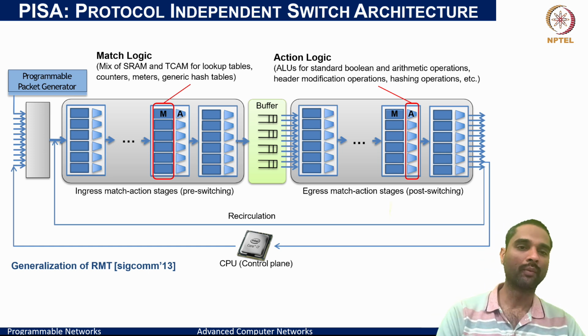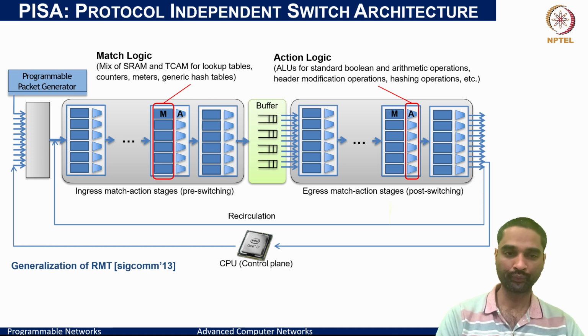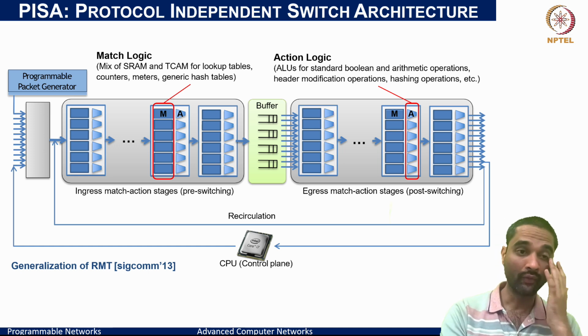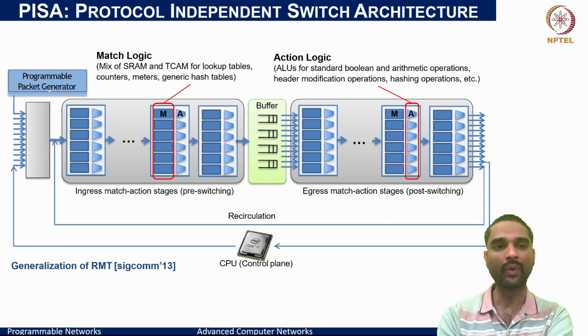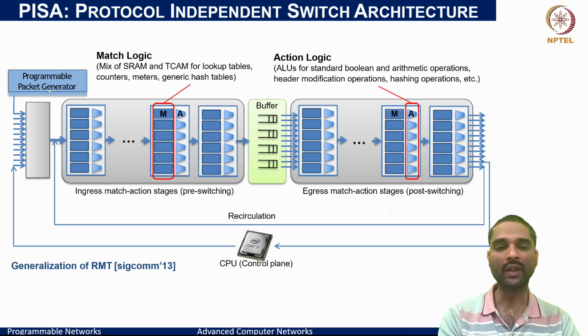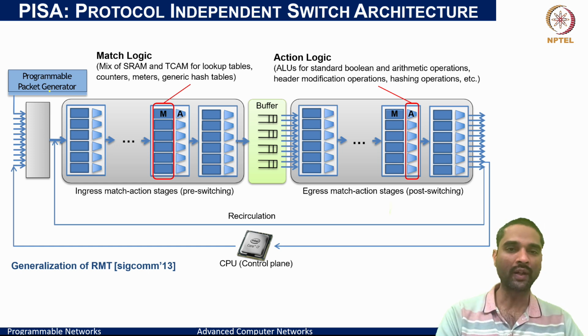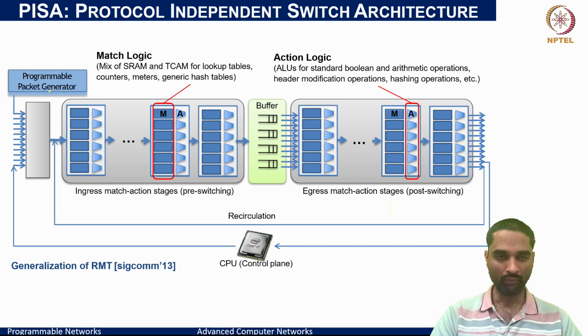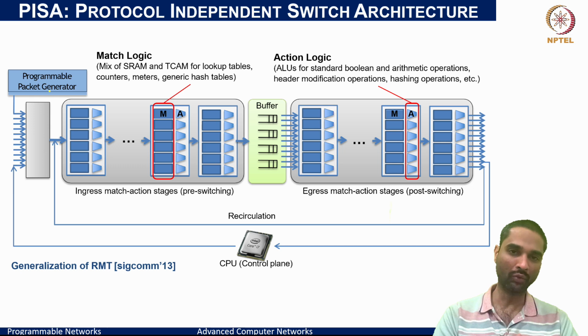So to sum up what we just described and what we saw earlier in RMT, you would have on one side a programmable packet parser, where the parser would look up and see what aspects of the packet you need to pass, and then you have the ingress match action stage pipeline, which is a pre-switching entity that you are going to look up. And the match logic, again, as we discussed, would be a mix of SRAM and TCAM for lookup tables, and you would be able to maintain the counters and the meters for each of these.